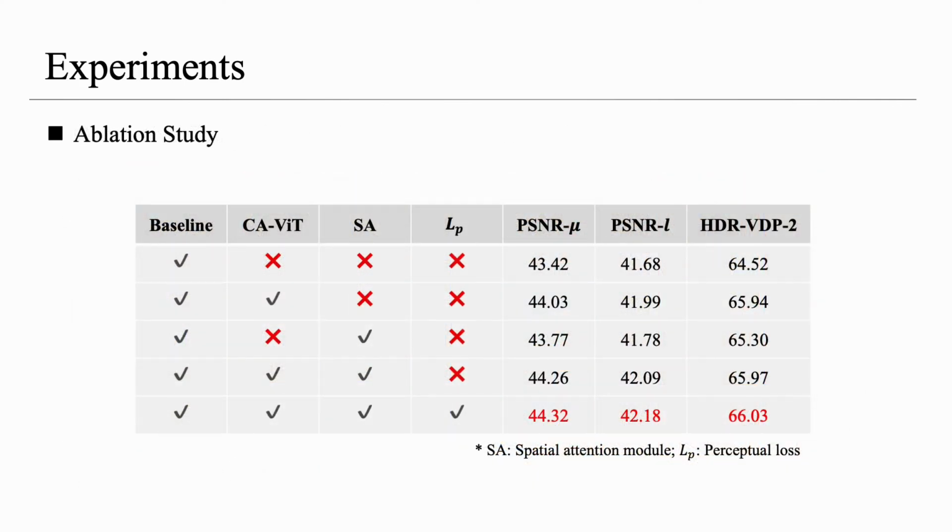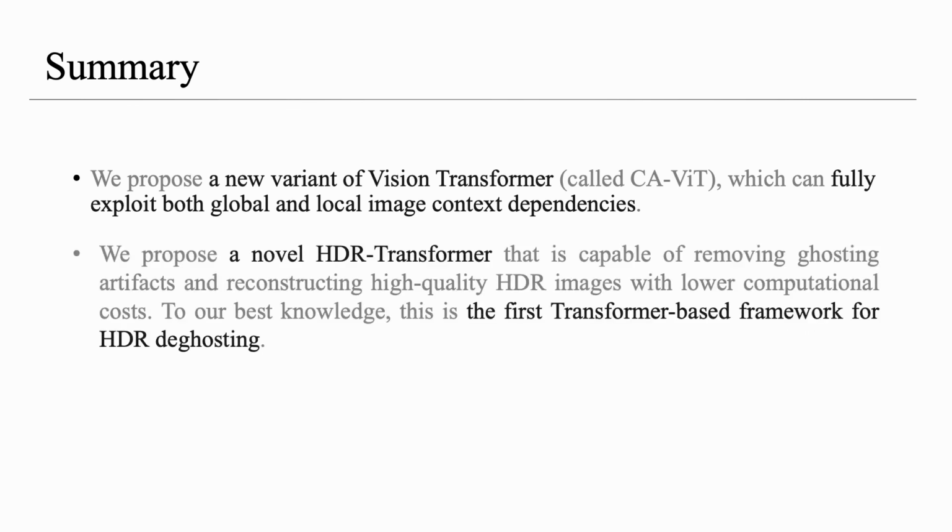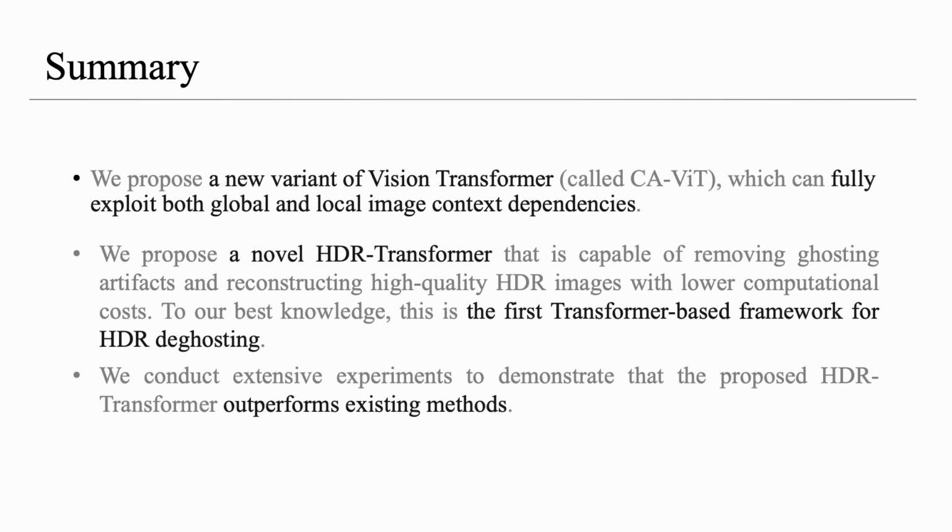To analyze the effectiveness of each component, we also conduct comprehensive ablation studies on Kalantari's dataset. To summarize, we propose a new variant of vision transformer, which can fully exploit both global and local image context dependencies. We propose a novel HDR transformer that is capable of removing ghosting artifacts and reconstructing high-quality HDR images with lower computational costs. To our best knowledge, this is the first transformer-based framework for HDR deghosting. We conduct extensive experiments to demonstrate that the proposed HDR transformer outperforms existing methods.